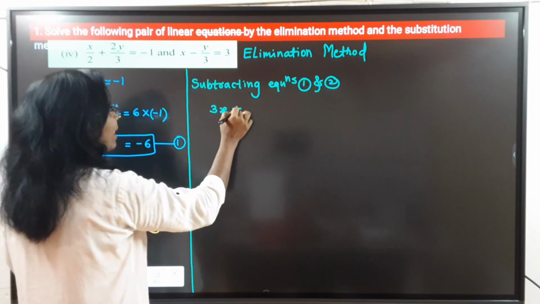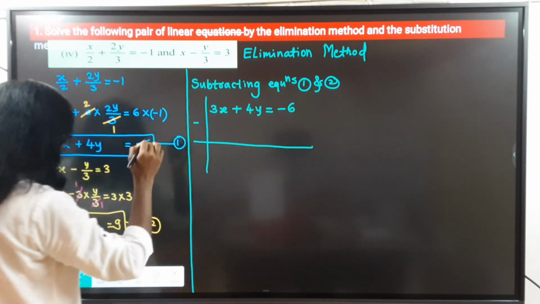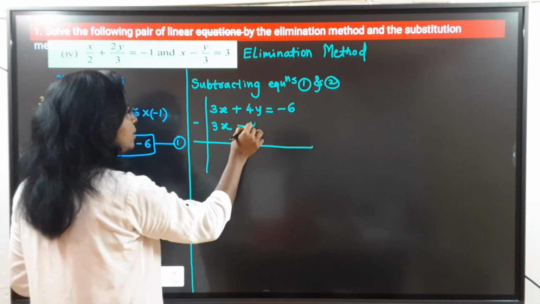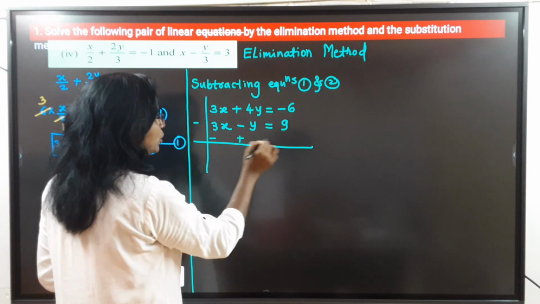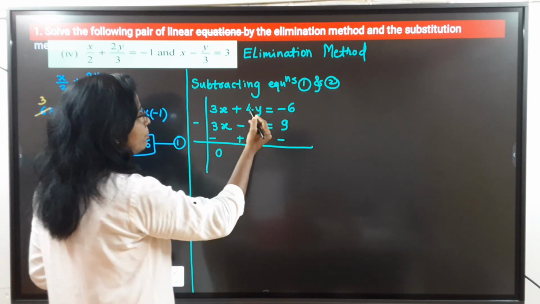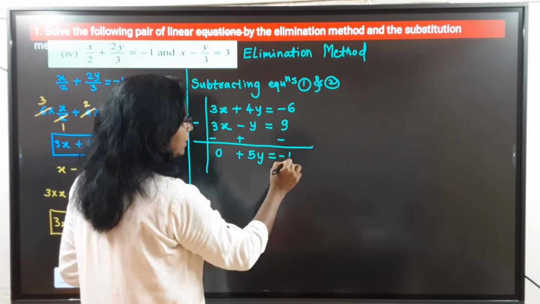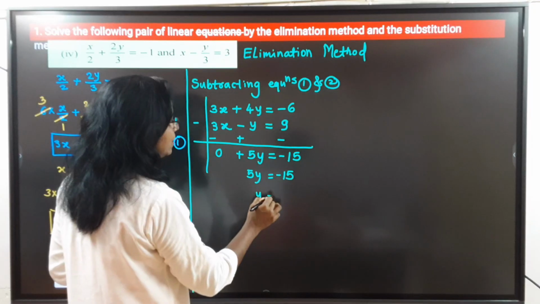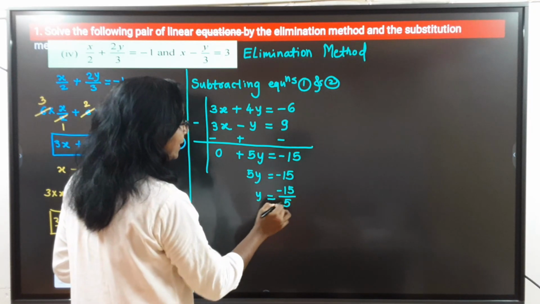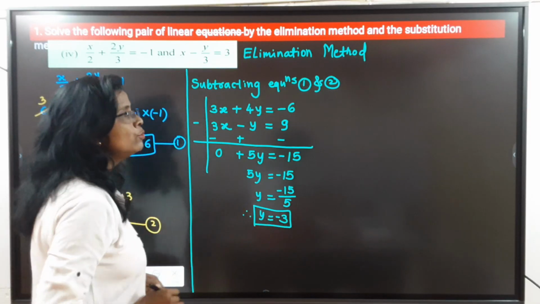So 3x plus 4y is equal to minus 6, and then here, students, 3x minus y is equal to 9. Changing the sign here, positive, here minus 3x, 0, plus 4y plus 1y, that means plus 5y is equal to minus 6 minus 9, that means minus 15. So 5y is equal to minus 15. So y is equal to minus 15 upon 5, and that means y is equal to minus 3. Therefore, y is equal to minus 3.